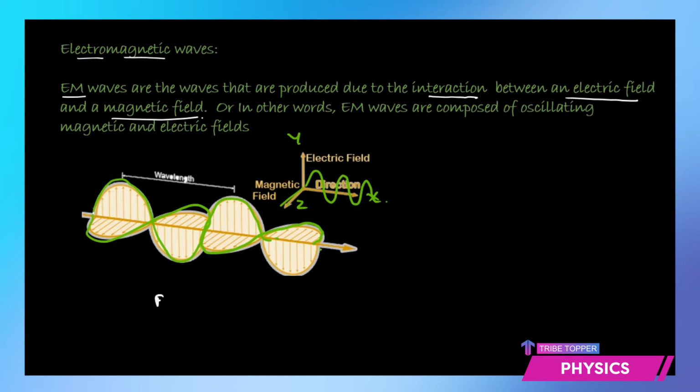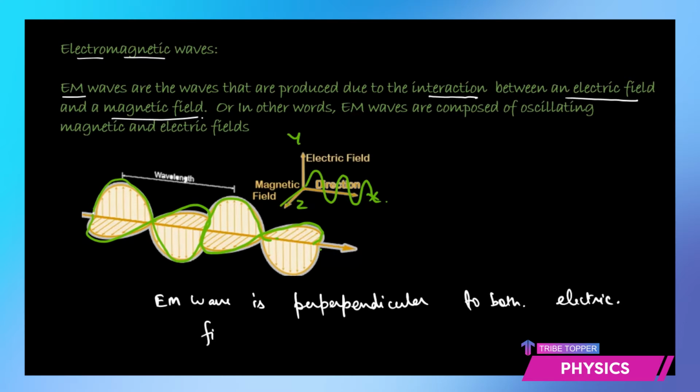So the EM wave produced is perpendicular. The EM wave is perpendicular to both the electric field as well as the magnetic field in which they are oscillating. As you can see, the electric field is oscillating along the y-axis and the magnetic field is oscillating along the z-axis, then the electromagnetic wave is produced along the x-axis.